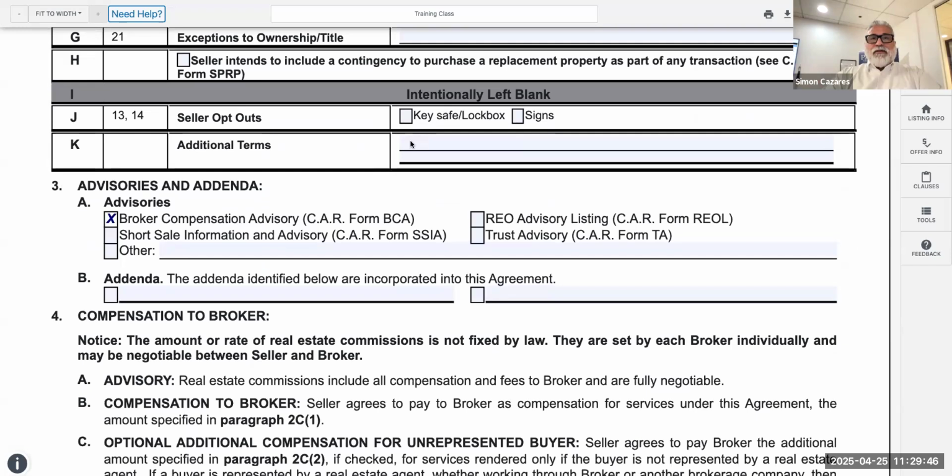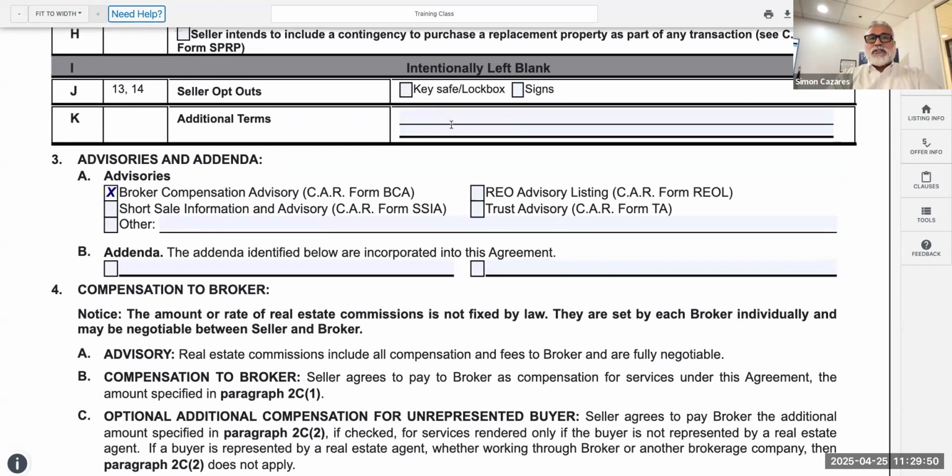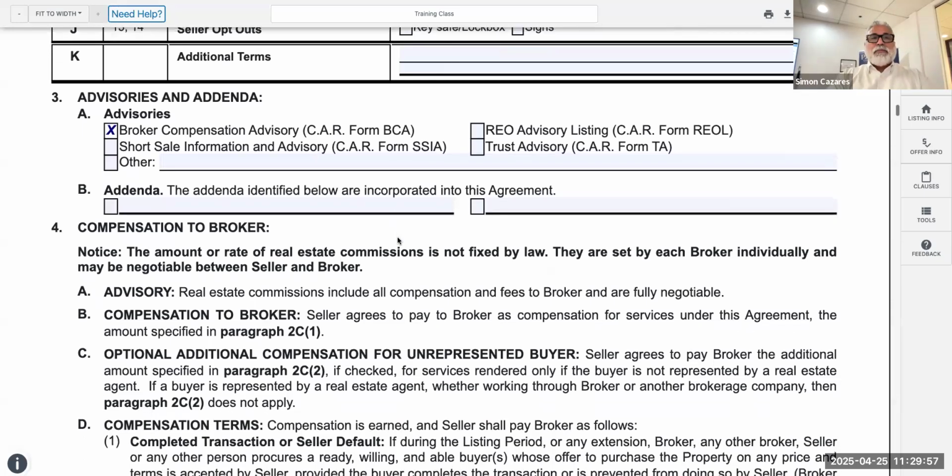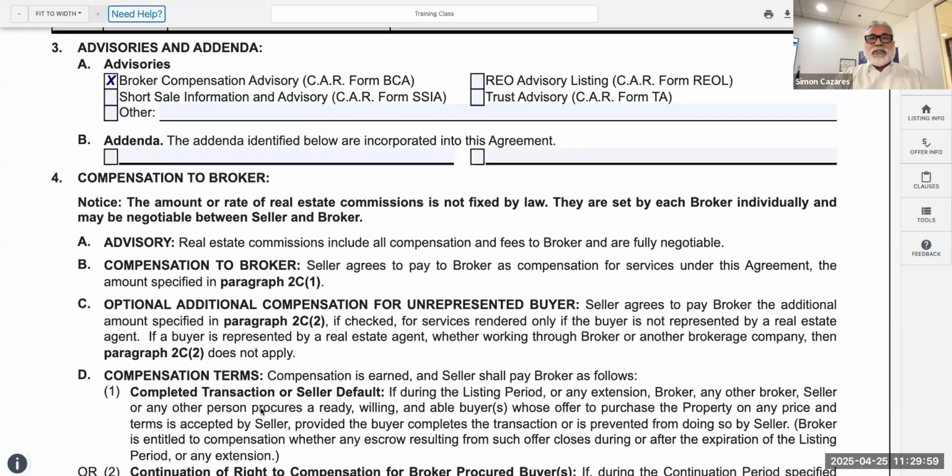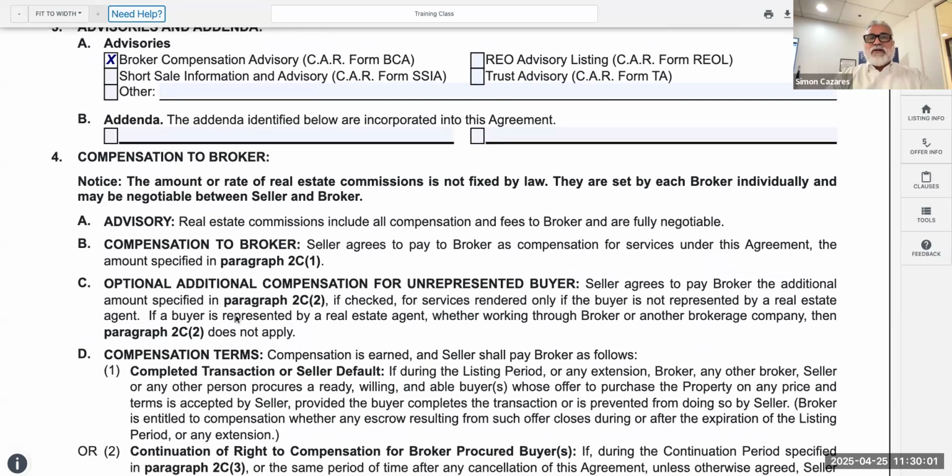Seller opts out if they don't want a key, lockbox, or signs. And then additional terms here. This is where you can put additional names, like if my neighbor sells, John Smith, this is where you can put that. The next is the advisories, okay? The advisories that are specific to this agreement.